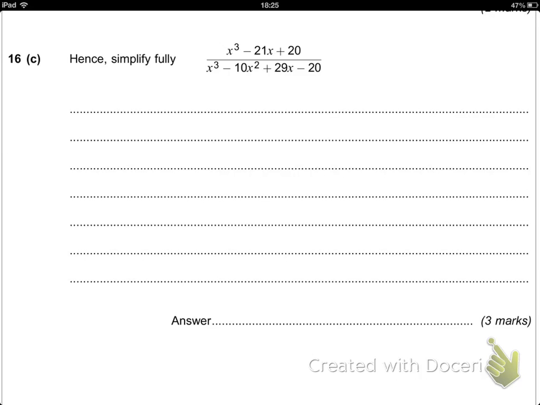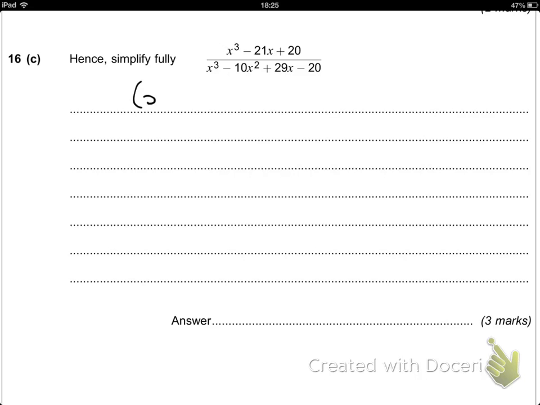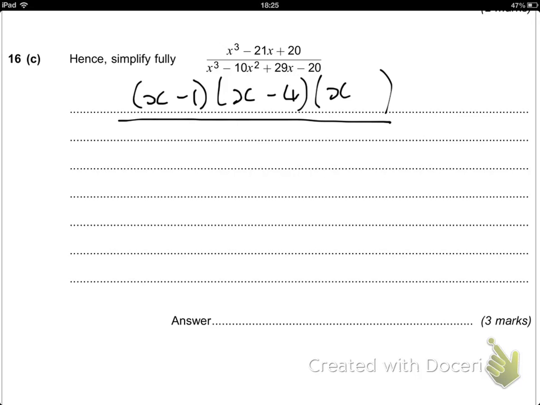Question C asks you to simplify the fraction. It's got a cubic on the top and a cubic on the bottom. It's part C and it says hence. So A must be the top of that, which has got an x minus 1 and x minus 4. And the denominator must be this one here from the previous question, which also has an x minus 1 and an x minus 4. So the top must factorise into x minus 1, x minus 4, and another one. And the denominator must also factorise into x minus 1, x minus 4, and another factor. All we've got to do is work out what the factor is.